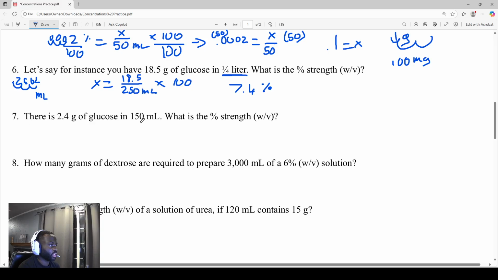Here, it's much more straightforward. There is 2.4 grams of glucose in 150 milliliters. And what is the strength, right? We have just enough information to be able to just put it in the calculator and get to your answer. And your answer is going to be 1.6%.